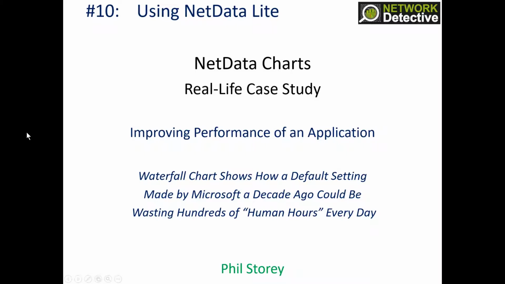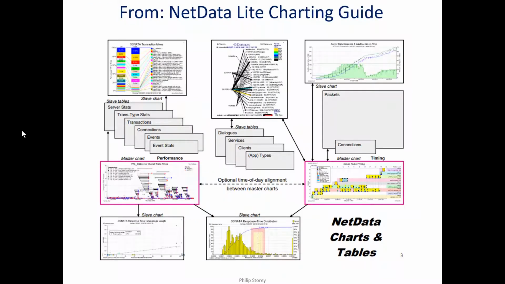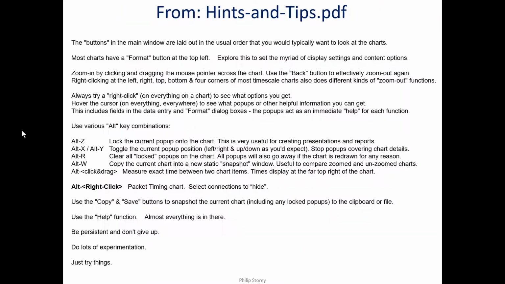In this video we're looking at a real-life case study. It was a real engagement I was involved in. It interestingly shows how a default setting in a Microsoft config file had an enormous impact on application performance, surprisingly so. And it was the waterfall chart in NetData that really highlighted it. We're going to use all of the NetData charts this time, and we're going to use our usual NetData controls and introducing a new one, Alt right click.